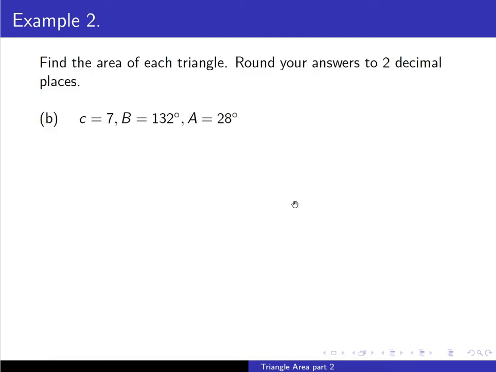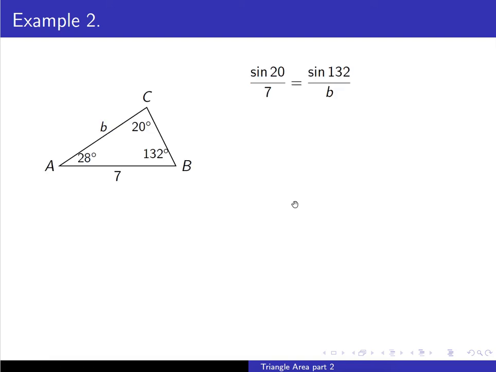All right, that's actually example 1B, but that's okay. Find the area of each triangle, round your answer to two decimal places. This time we have side C is 7, angle B is 132, angle A is 28. Labeling our sides, we have another angle side angle. Again, we need to find one of the missing sides in our triangle, this time finding side B.